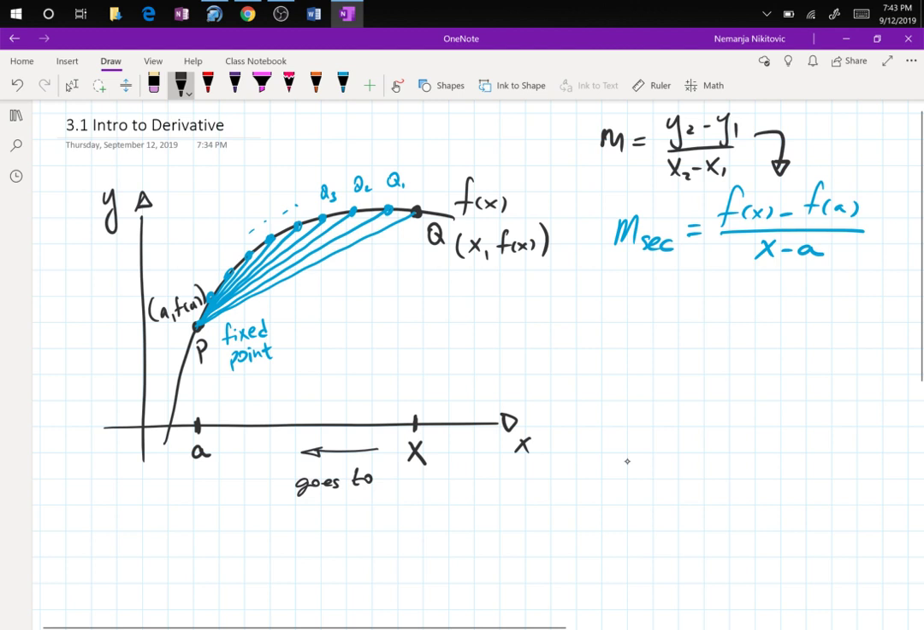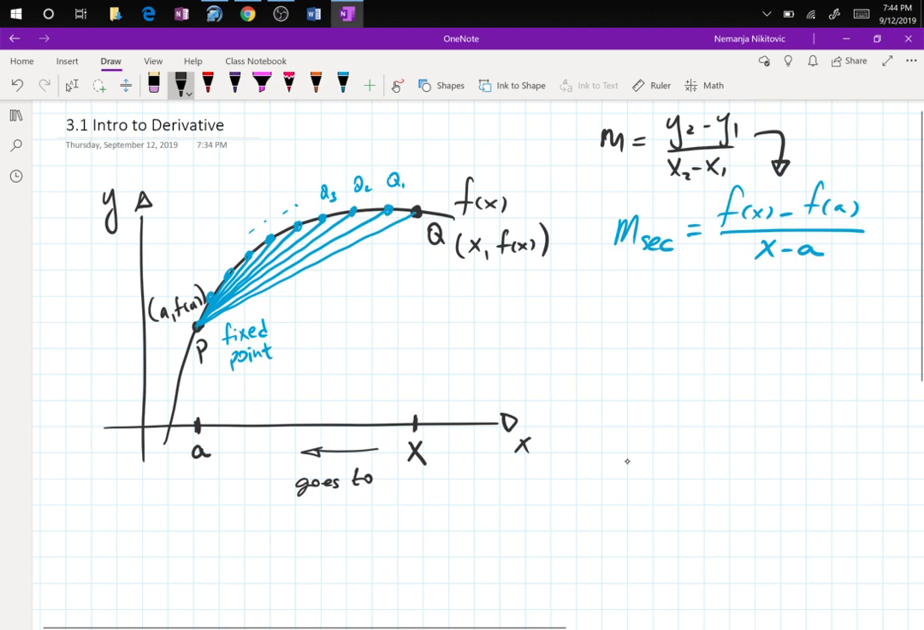Now I'm going to ask you to imagine this point Q move. As it moves, it will keep creating these different lines, and these different lines, the blue lines, each one of those, if you pick any one at random, you can always calculate its slope because you have the algebra formula. What happens when Q finally collides with P?